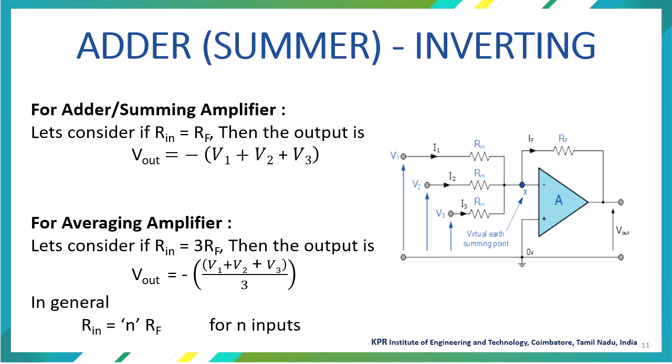If you want the same circuit to act as an averaging amplifier, that is also possible if you consider Rin equal to 3 times Rf. Then your output equation will be modified as Vout equal to minus (V1 plus V2 plus V3) divided by 3. So in general, if you want your adder circuit to act as an averaging amplifier, you have to consider your input resistance equal to n times Rf, where n is the number of inputs of the circuit.